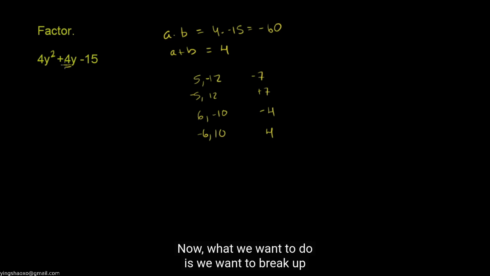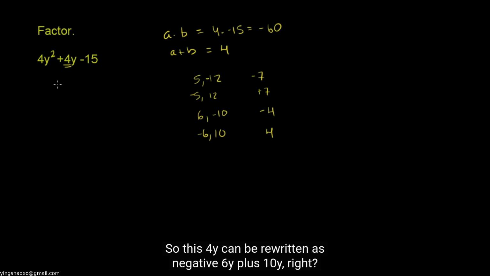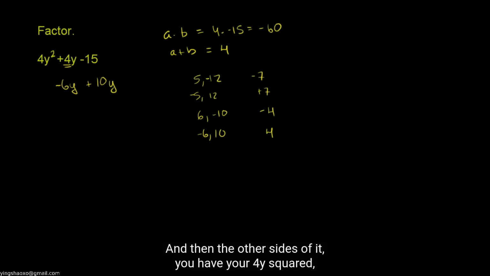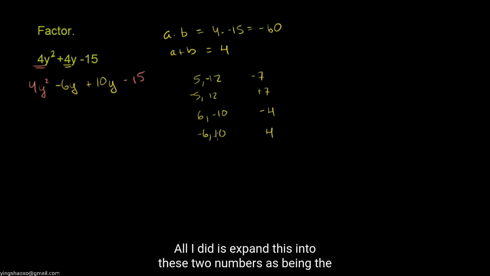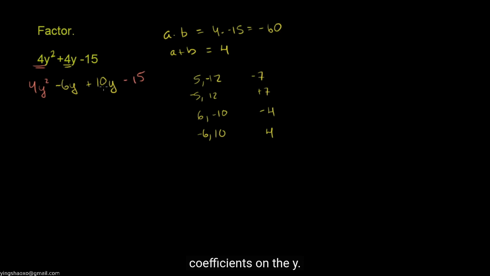Now, what we want to do is break up this middle term here. The whole point of figuring out the negative 6 and the 10 is to break up the 4y into a negative 6y and a 10y. So let's do that. So this 4y can be rewritten as negative 6y plus 10y, right? Because if you add those, you get 4y. And on the other sides of it, you have your 4y squared, and then you have your minus 15. All I did is expand this into these two numbers as being the coefficients on the y. If you add these, you get the 4y again.